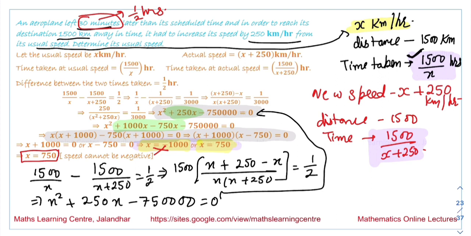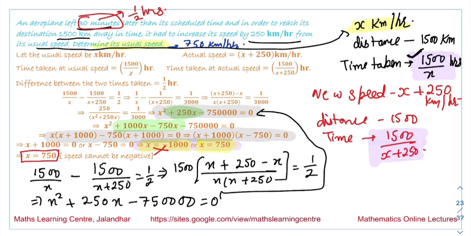What is x that we have assumed? It is the usual speed. So the speed of the aeroplane is 750 kilometer per hour. This is the usual speed of the aeroplane.